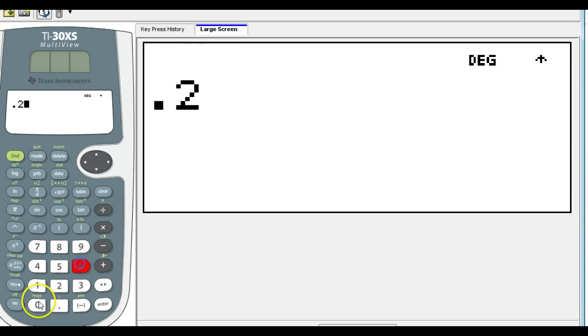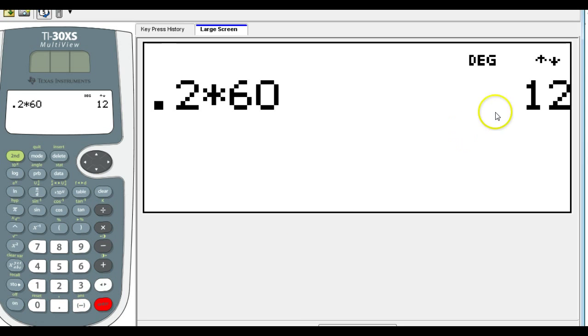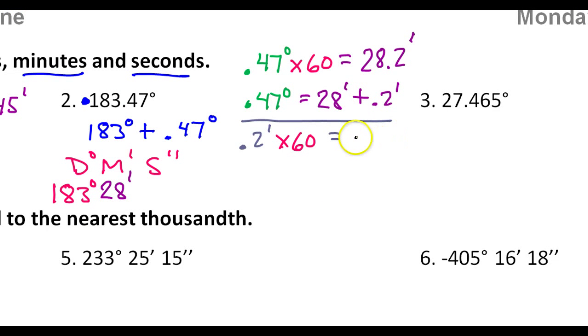Okay, and you could probably do this in your head. 0.2 times 60 is 12. So that's going to be 12. Now I have seconds. And there are no decimals even, so I am really done. So this is 12 seconds. So this is the final answer in degrees, minutes, and seconds. Don't forget that negative sign that I ignored at the beginning. So negative 183.47 degrees is the same thing as negative 183 degrees, 28 minutes, 12 seconds.